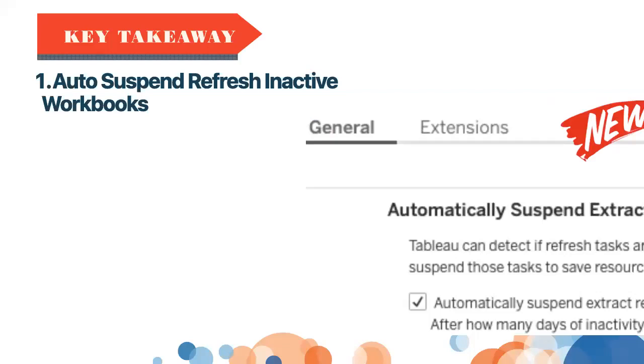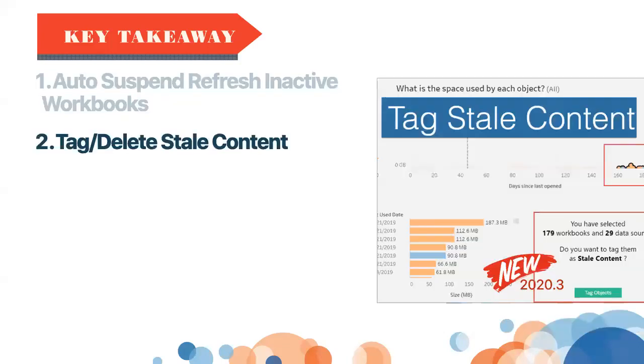What are the key takeaways for today? Number one, automate suspend refresh for inactive tasks. Do not turn it off. By default it's on, although you can change how many days is the inactive definition. As long as you upgrade to 2020.3, it's on automatically with 30 days as default.